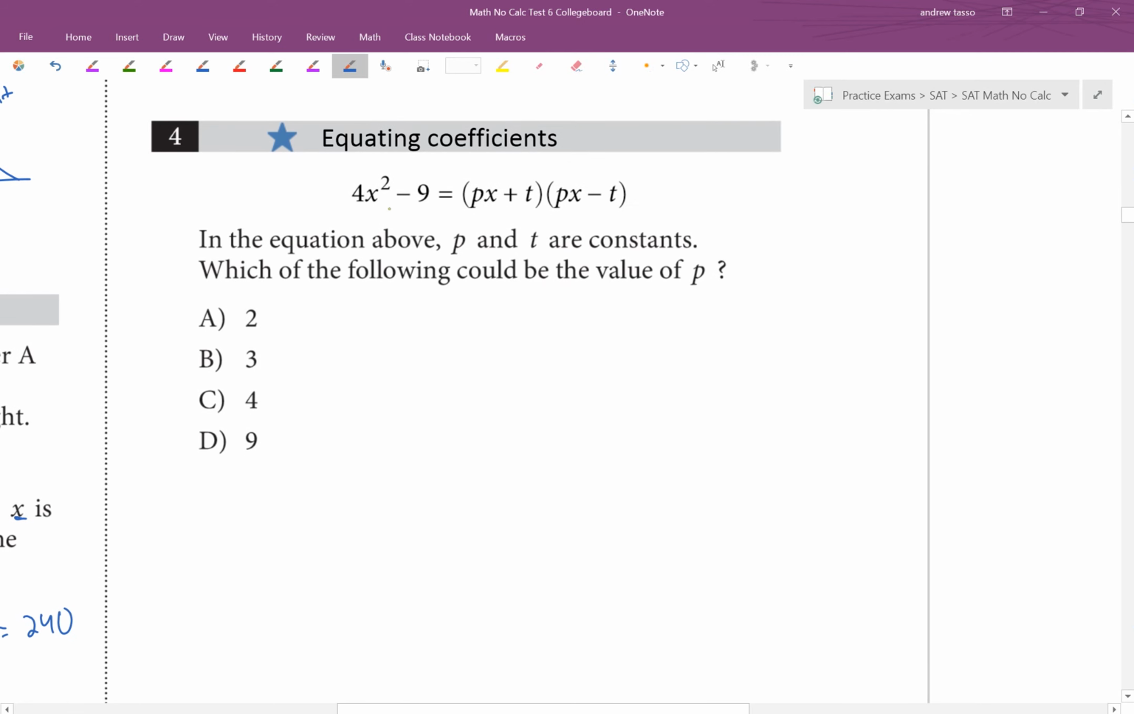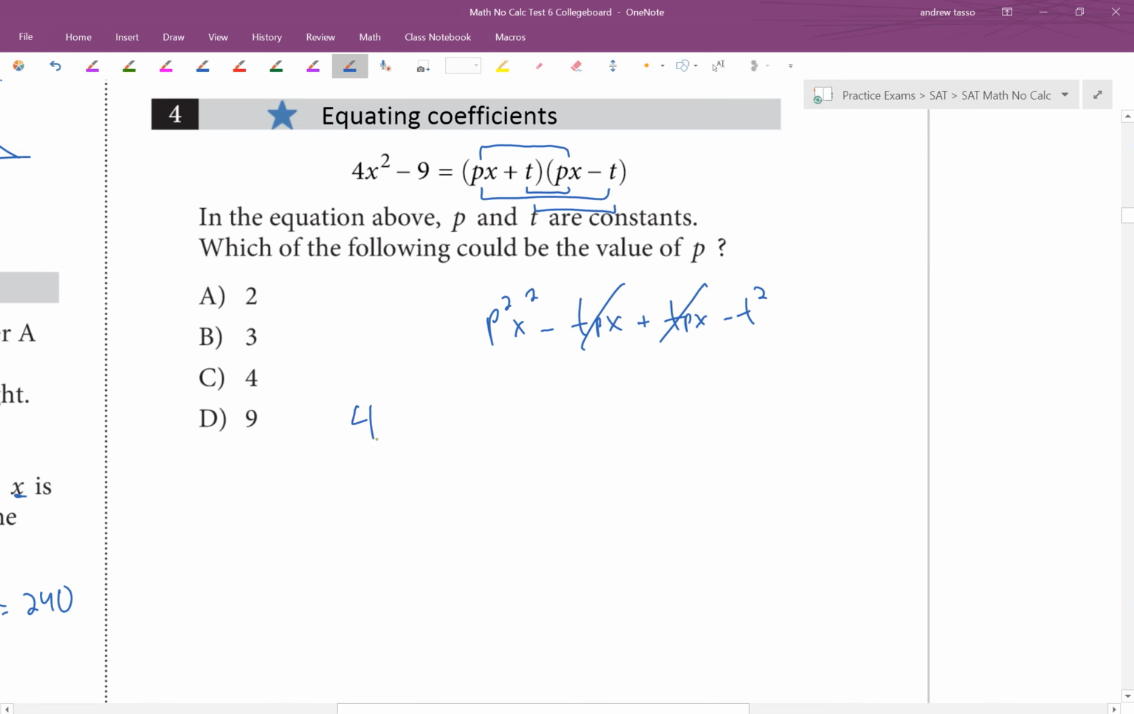So on this one, we're equating coefficients, so we're going to have to FOIL out the right side. So we start with the first, which gives us p times p is p squared, x times x is x squared. Then we do the outer, which gives us minus tpx. Then we do the inner, which is plus tpx. And then we do the last, which would give us minus t squared. Inner and outer will cancel.